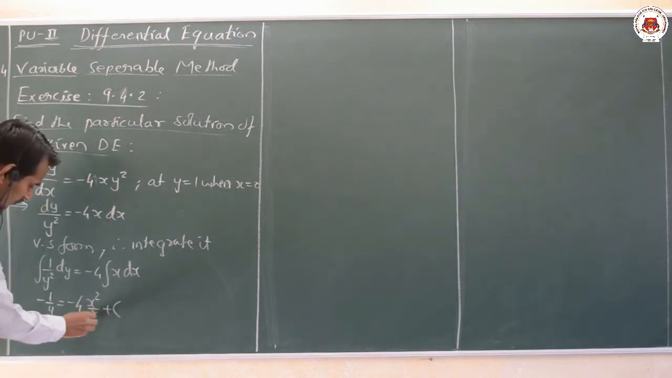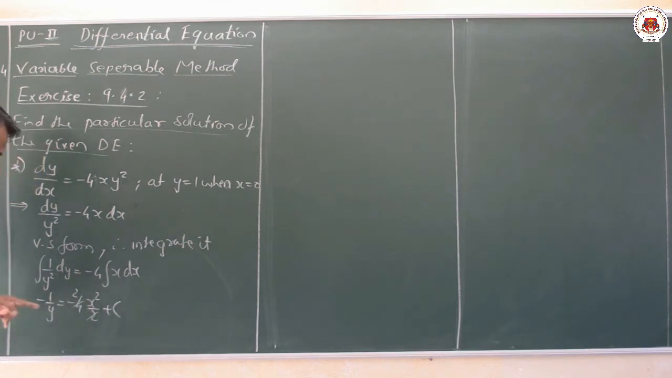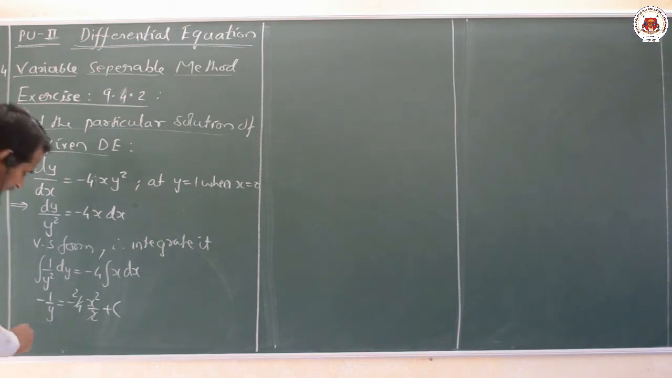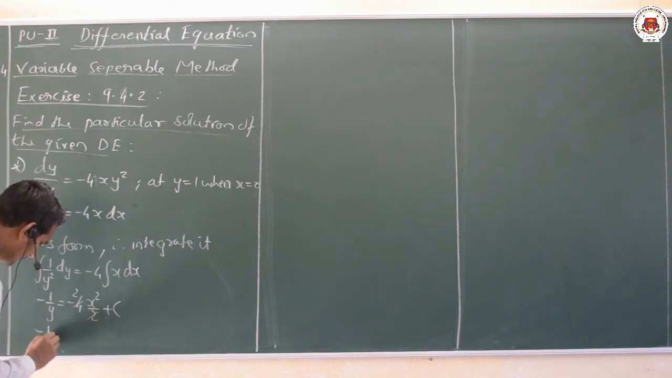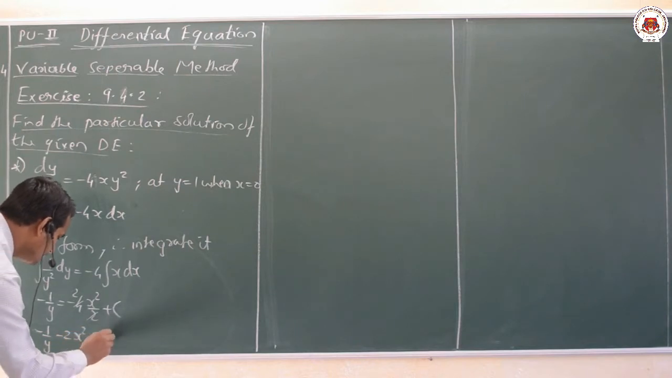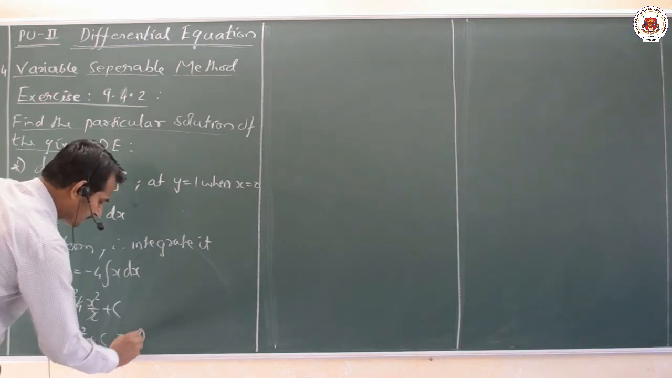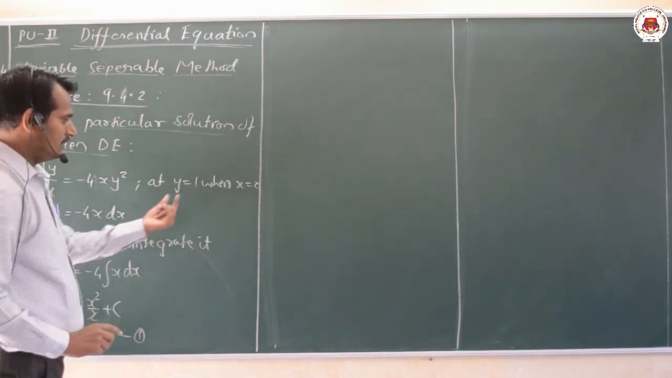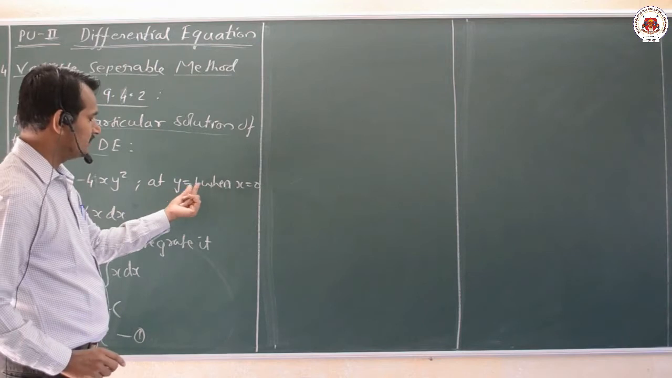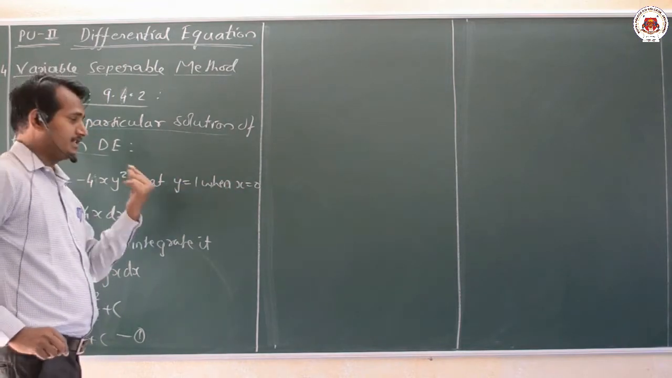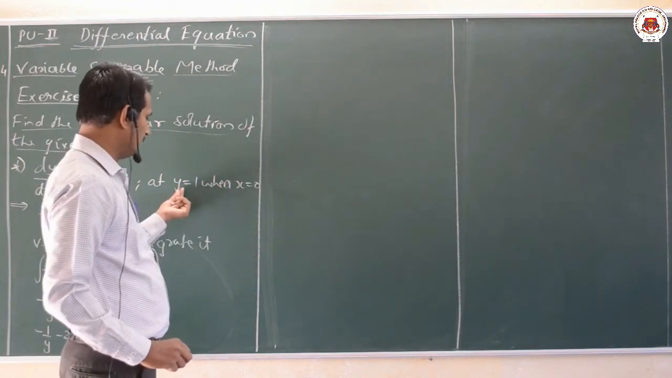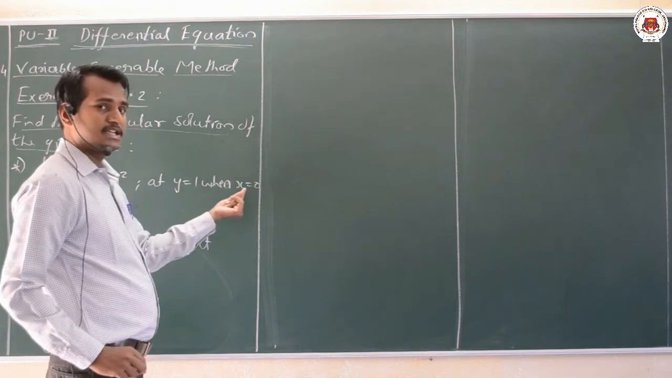Now 2 twos are 4, so we get minus 1 by y equal to minus 2x square plus an integral constant c. Let us take this as equation number 1. Now the initial condition is given, that is y is equal to 1 when x equal to 0.